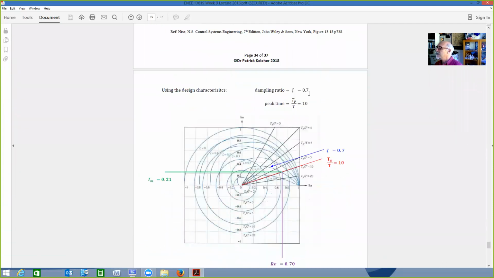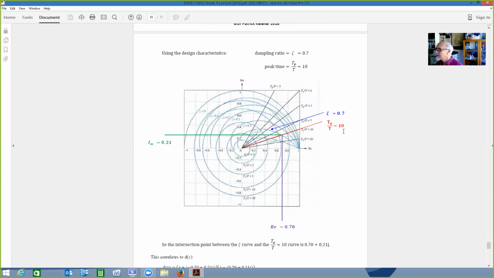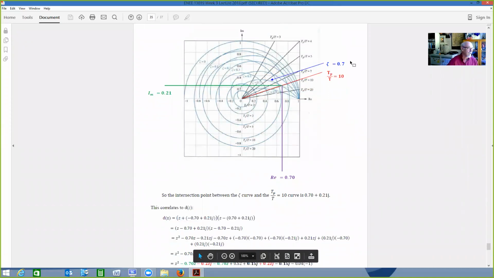All right, so we've got a damping ratio of 0.7, so we're going to go along that line. And we've also got a peak time of TP over T of 10. So that's this particular line coming through here. That's all well and good. Therefore we can read off this particular value, which will enable us to continue with our calculations. The intersection between the damping ratio line and the TP over T being 10, which was the other parameter, occurs at, and it's how accurately you read off these things, roughly 0.7 plus 0.21j.